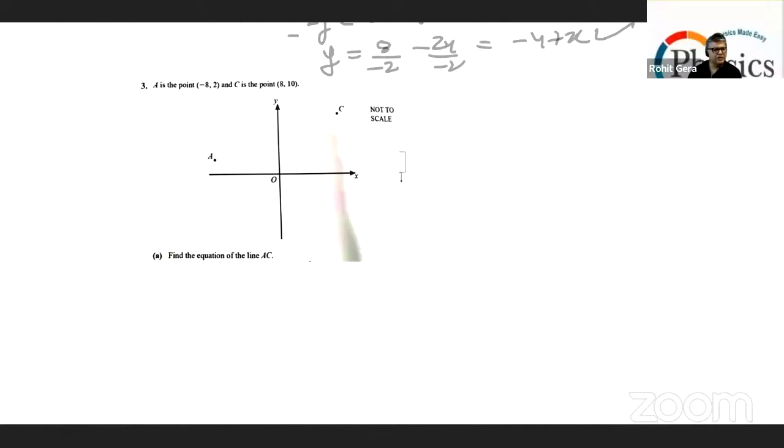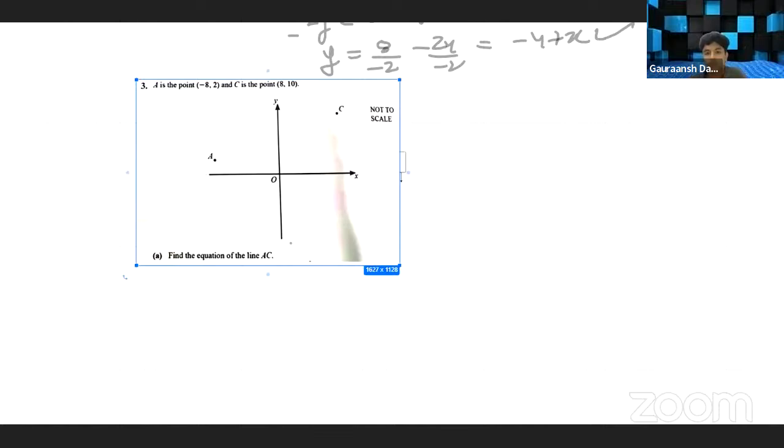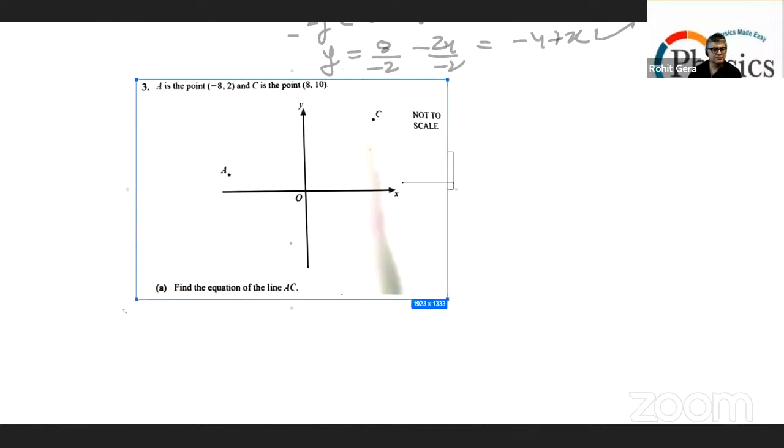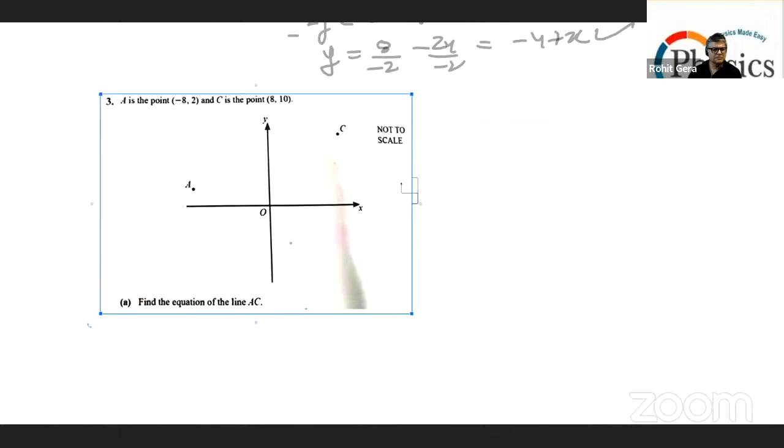ओके. करो जी, ट्राई करो. It is not to scale. Okay, no problem. पहले पढ़ते हैं. A is a point and C is a point. Find the equation of the line AC. Should not be a problem. ठीक है, करो जी. Let's see. I will see whether you write all the steps and statements.